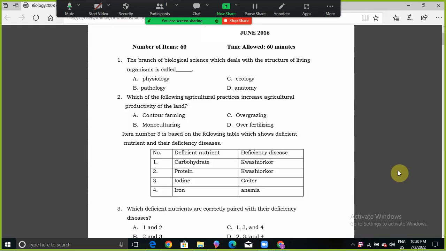So now let's start with the first question in biology, or in this module. First of all, the first question says the branch of biological science which deals with the structure of living organisms is called what? Of course it's ecology, because ecology is the study of relationships between organisms and their environment. So the answer for question number 1 is C.